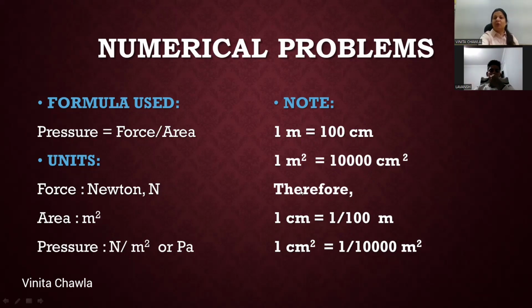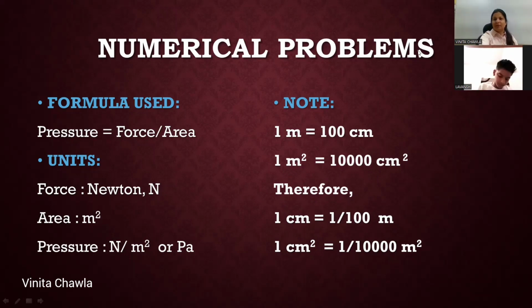This is how we convert meter square into centimeter square and centimeter square into meter square. If we have area in meter square and we need area in centimeter square, then we multiply it by 10,000. And if we have area in centimeter square and we want our area in meter square, then we simply divide it by 10,000. Do you want to write this? Yes. Please write.